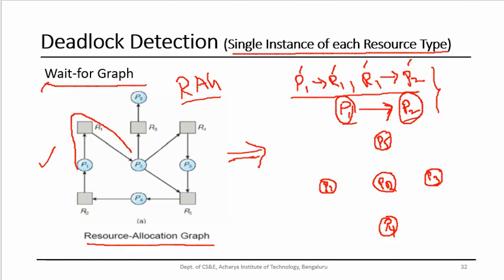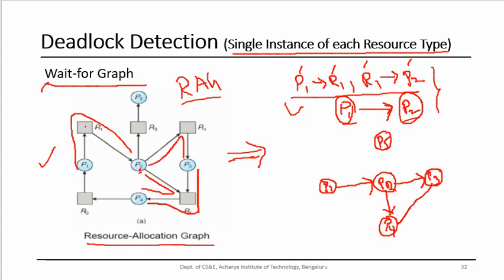Now you see, P1 is waiting for this R1, but R1 is held by P2. So therefore you can put an edge from P1 to P2, like I explained here. And P2, you see here, is waiting for a resource held by P4. So therefore you can put an edge from P2 to P4. And P2 is waiting for a resource held by P3. So therefore you can put an edge from P2 to P3. And P3 is waiting for a resource held by P4.